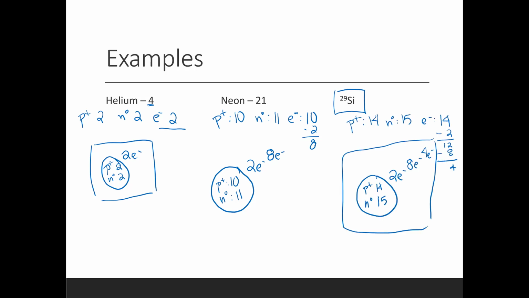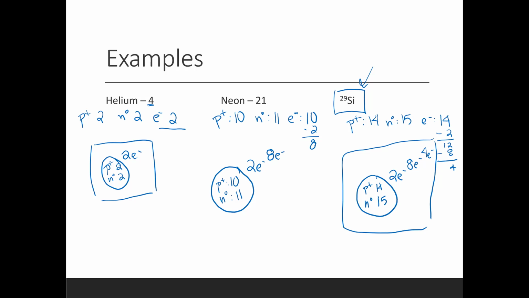All right, so for Silicon 29 over here, remember with our isotope notation, this number on the top left is the mass number. So we can easily determine the number of protons, neutrons, and electrons. Protons is on the periodic table, 14. Neutrons you find by taking 29 minus 14. And then it's neutral, so the electrons and the protons are the same.